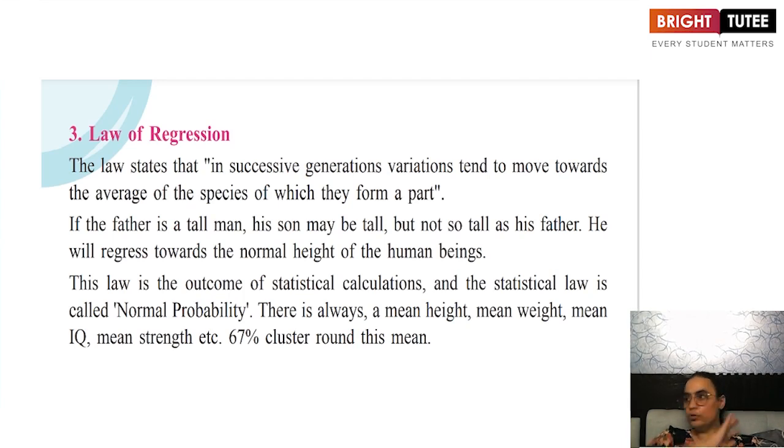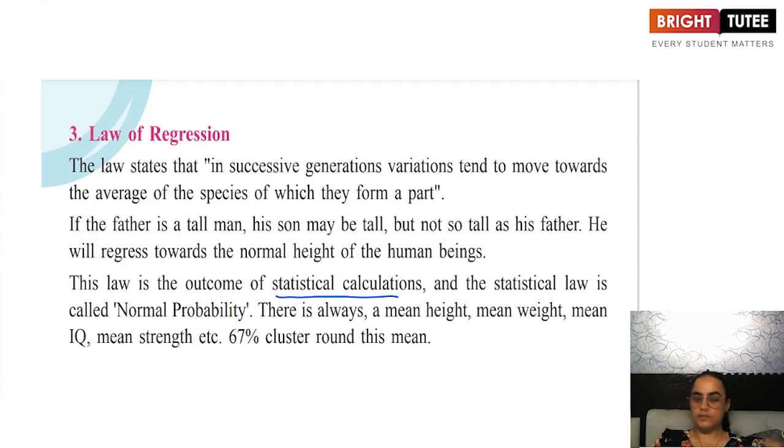Let us talk about the tallest man in the world. That tallest man in the world might not have the tallest children in the world as well. Why? Because of the law of regression. Because this quality is going to regress, because the variations in the genes are going to regress in the human being. Okay? So this law is the result of some statistical calculations.